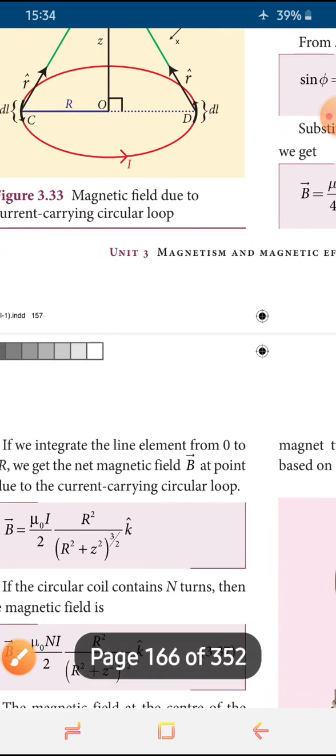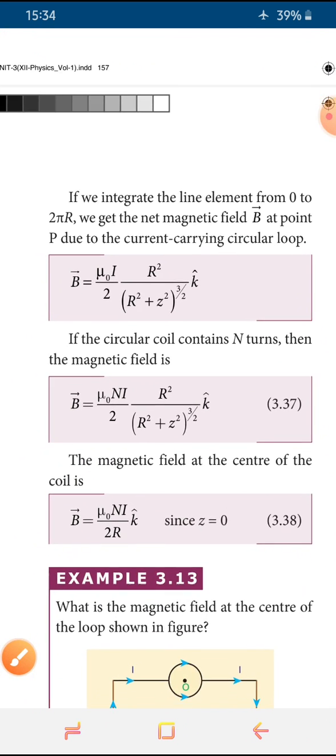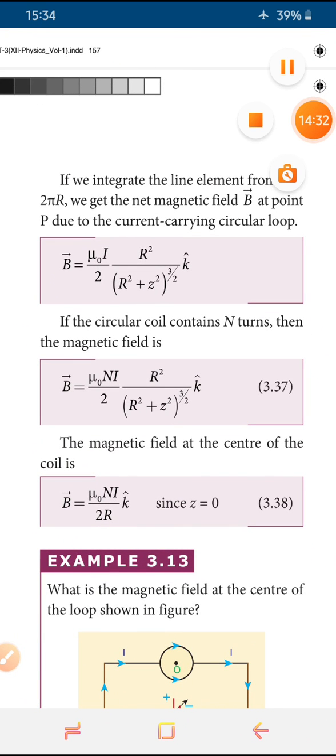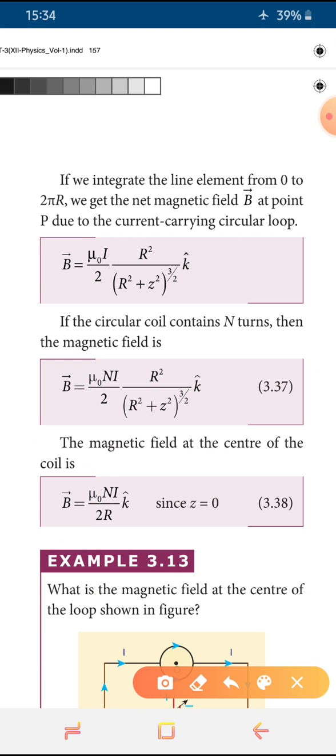Then the equation will become mu naught I divided by 2, r square divided by r square plus z square, whole power 3 by 2, into k cap. So this is the equation we got. This equation is for a single turn circular coil. Keep it in your mind. This is the answer for a single turn current carrying circular coil.